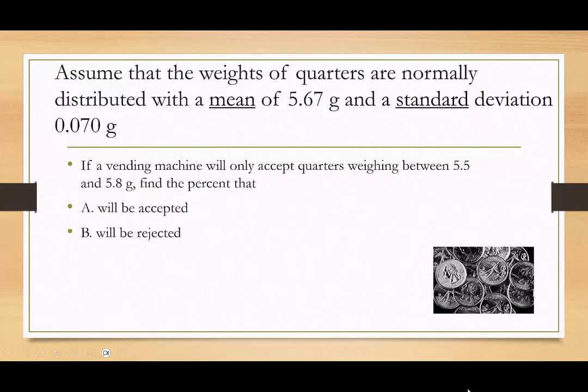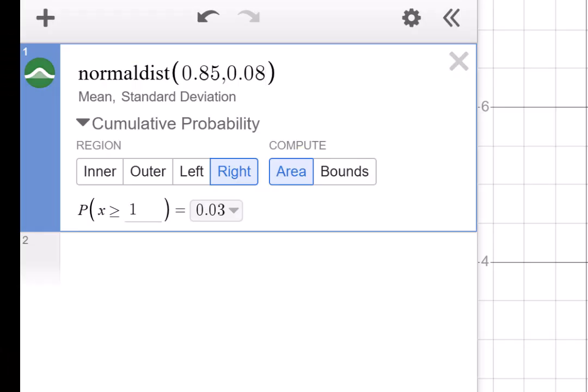Our next problem says, assume the weights of quarters are normally distributed with a mean of 5.67 grams and a standard deviation of 0.07 grams. If a vending machine will only accept quarters that weigh between 5.5 and 5.8 grams, let's find the percent that will be accepted and the percent that will be rejected. We'll once again change our mean and standard deviation. This time our mean is 5.67 with a standard deviation of 0.07.